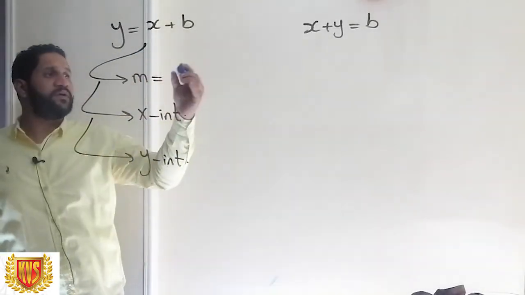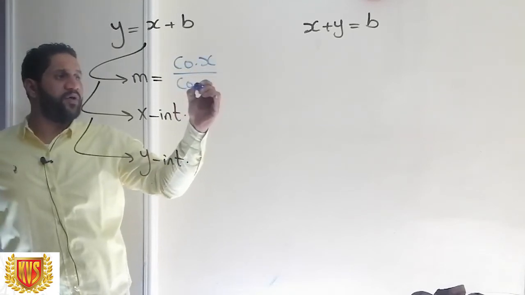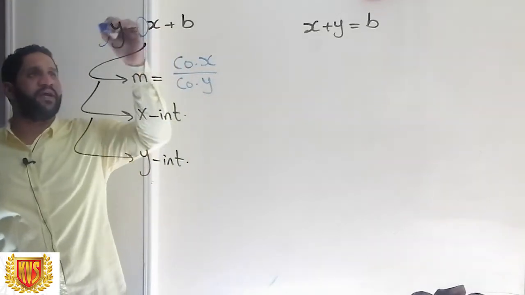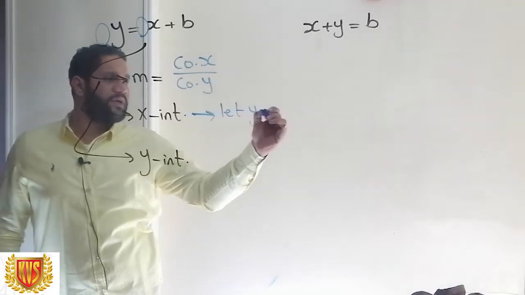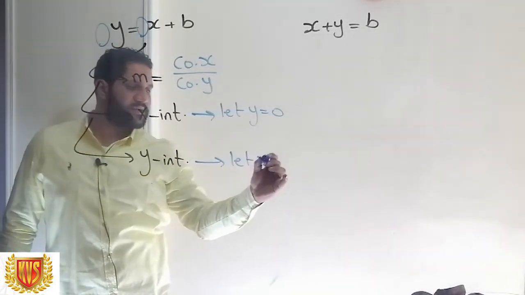To get the slope here, you take the coefficient of x divided by coefficient of y. What's the meaning of coefficient? The number beside x. To get the x interception, let y equal 0. To get the y interception, let x equal 0.